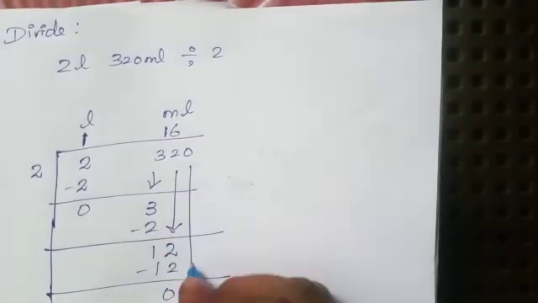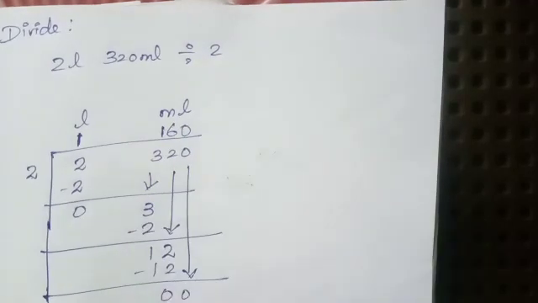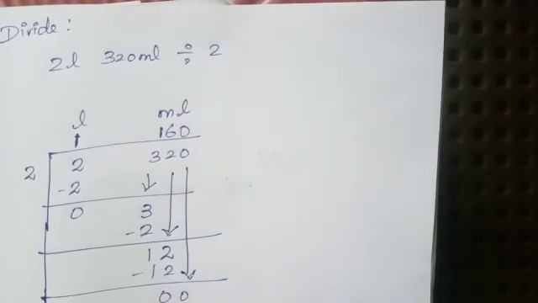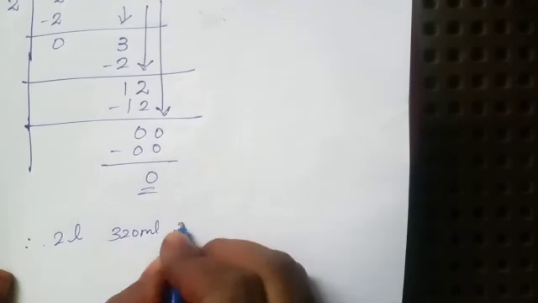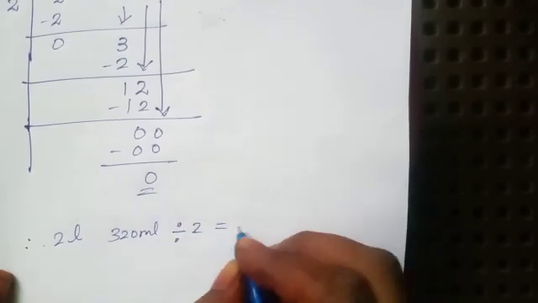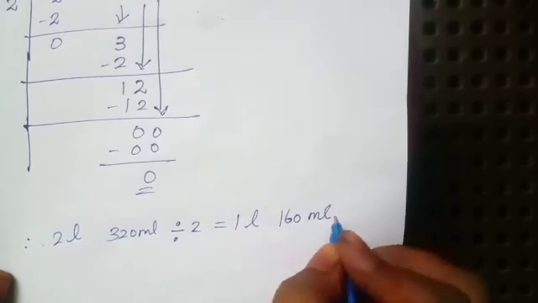It will not come in 2 tables. So we want to write the 0 in the quotient. So 0 2s are 0. Subtract 0. So the quotient is 1 liter 160 milliliter. So 2 liter 320 milliliter divided by 2 is equal to 1 liter 160 milliliter. Yes, this is the way you have to do the division. This is also one of the easiest ways. Okay, my dears. Let's see the word problem related to division.